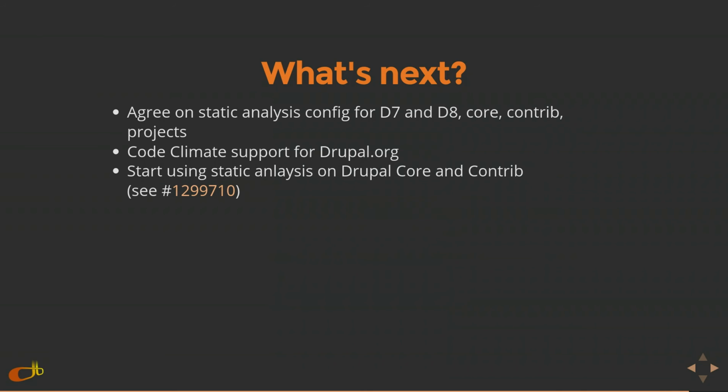Start using static analysis on core and contrib. After we've defined the checks that we're all going to agree to, maybe we could add those to core and contrib, whether that's using Code Climate or our own tooling. This is the ticket number out there right now. Go and make a comment.